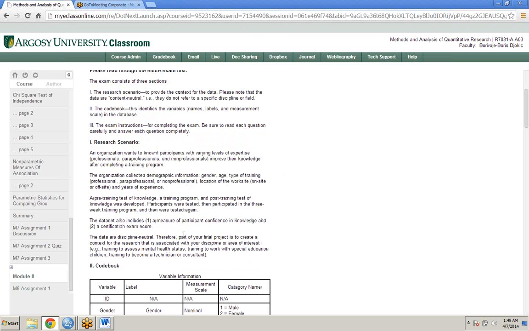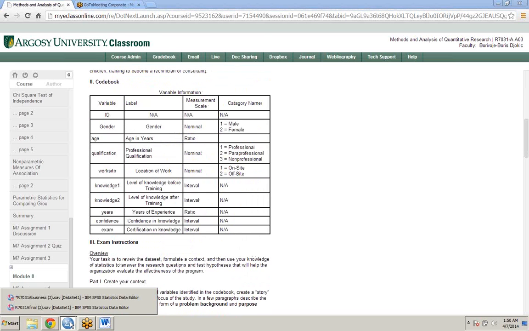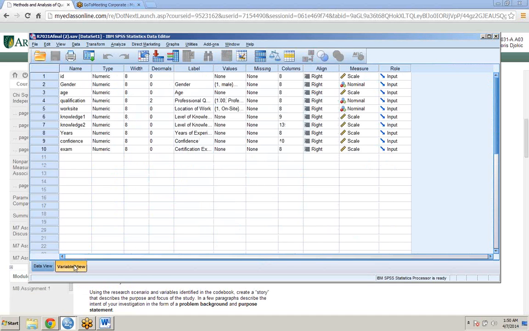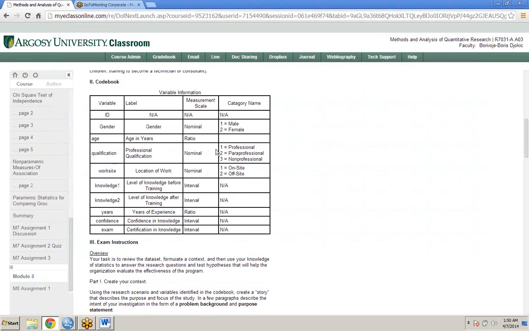Data are discipline neutral. Therefore, part of your final project is to create a context for the research that's associated with your discipline or area of interest: training to assess mental health status, training to work with special education children, training to become a technician or consultant. The code book is something that matches our data set. You saw the data set. Here's the data set. If we go to variable view, it's going to match the code book that we have in the assignment in the course room.